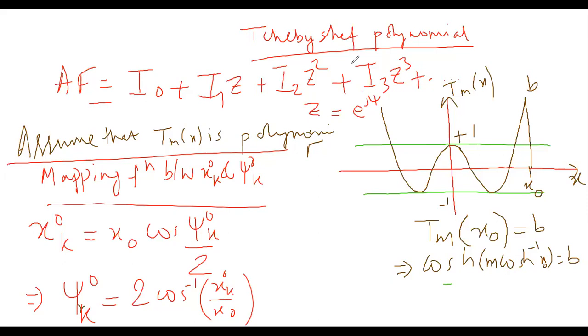Now from here you can find x naught. You find x naught from here. I'm not doing the calculation, which is there in the MATLAB. So from this expression, you can find x naught. Now you put the value of x naught over here to find psi naught k. Okay. So once you find psi naught k, your purpose is solved. How your purpose is solved?